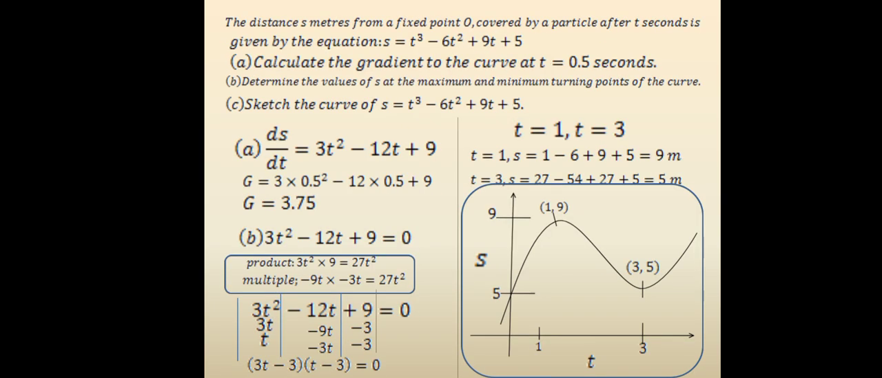The distance s meters from a fixed point O covered by a particle after t seconds is given by the equation s = t³ − 6t² + 9t + 5. A. Calculate the gradient of the curve at t = 0.5 seconds. B. Determine the value of s at the maximum and the minimum turning points of the curve. C. Sketch the curve of s = t³ − 6t² + 9t + 5.